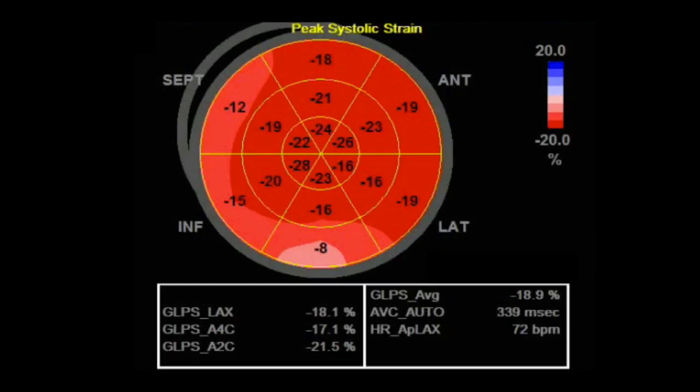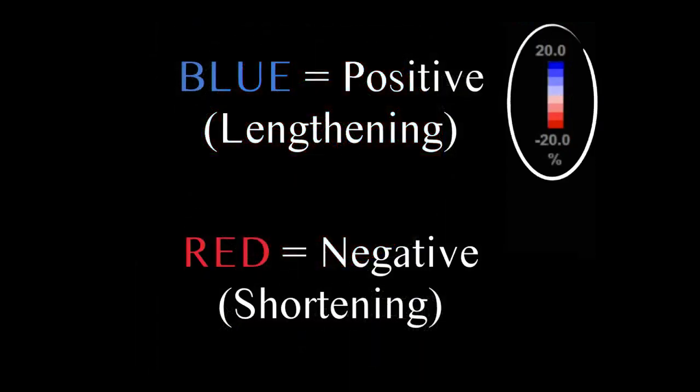And finally, the plot is going to provide us with a red and blue color coding legend. And it serves as a nice reminder that in longitudinal strain, blue basically represents positive strain or lengthening, and red represents negative strain or shortening.